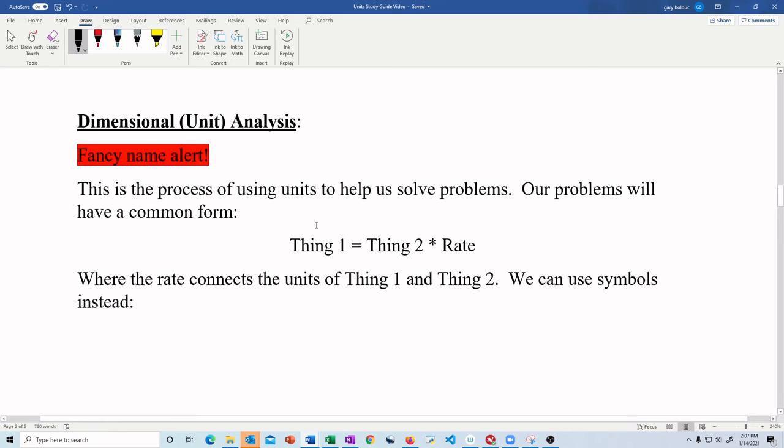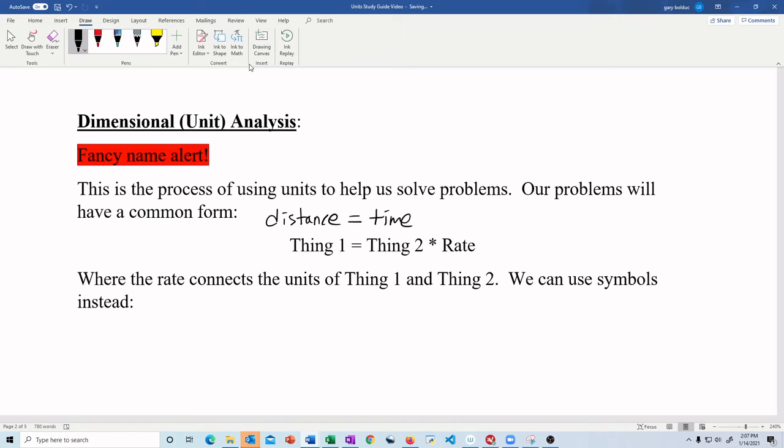So here's what we're going to see. We're going to see a lot of problems that boil down to this equation. There's something I want to measure, thing 1. Something I want to measure, it has its own units. There's some thing 2. It's another thing I want to measure. So if you need an example here, you could think this is something like distance that the car goes, and this is time. How long does it take? How long do you drive, right? So distance equals time, and then we're missing a piece.